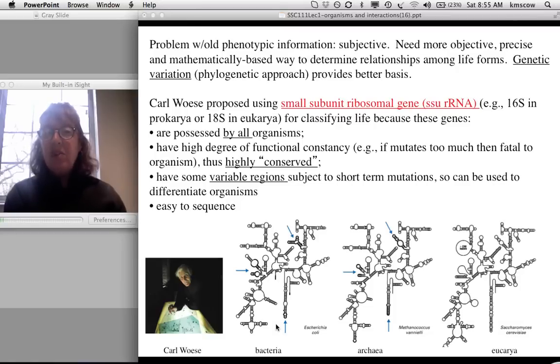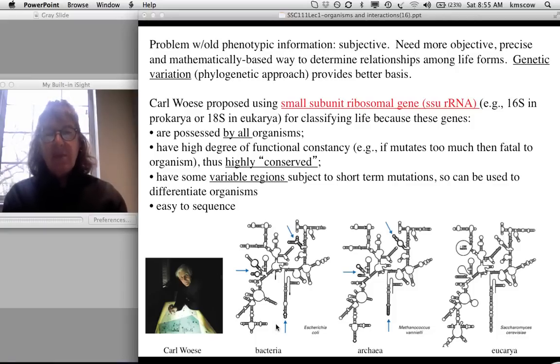And that's because big portions of these genes are conserved, which is great because then you can line up the genes, the sequences along the conserved regions, but then take advantage of the fact that there are also variable regions, parts of the ribosomal gene that have been subject to short-term mutations. And these mutations have led to differences that then allow us to differentiate organisms. And in general, over time, there's been more and more mutation in these variable regions, and we can track this in looking at the evolution of life forms.